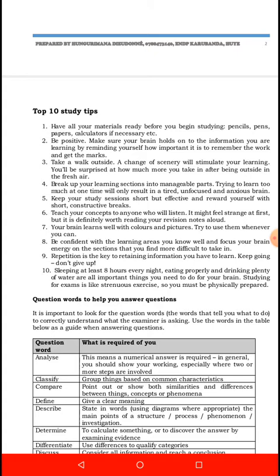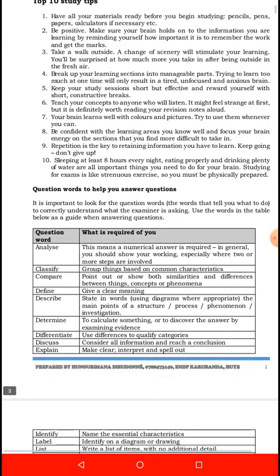Take a walk outside. A change of scenery will stimulate your learning. So these are 10 tips you can use before you react to each and every question provided in this paper. So here there is a question: what is required of you? If it is an analysis question, this means a numerical answer is required. In general, you should show your working, especially where 2 or more steps are involved.